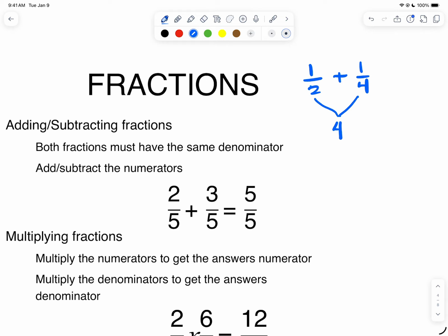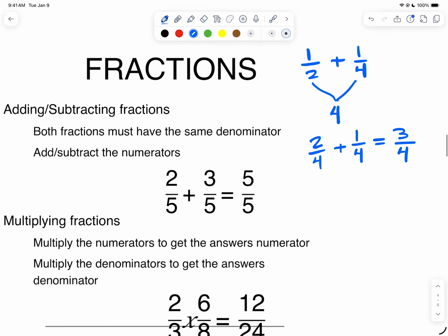So 1/2 is the same thing as 2/4. And the 1/4 is already over 4. So we get 2/4 plus 1/4. The pieces are now the same size, and 2 plus 1 gives us 3. So this equals 3/4, right? It's the same thing with subtraction, right?